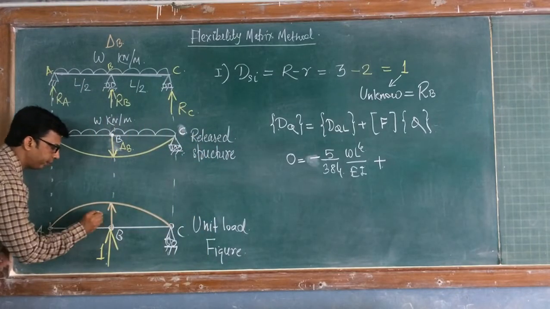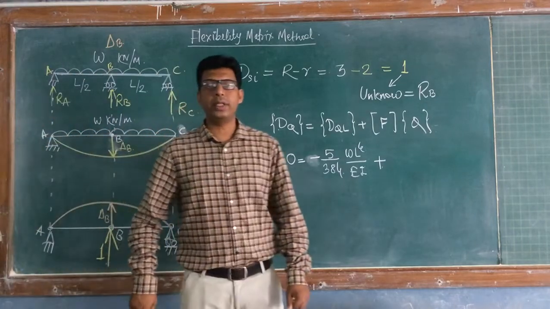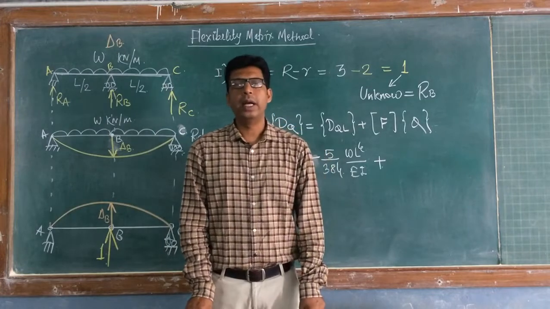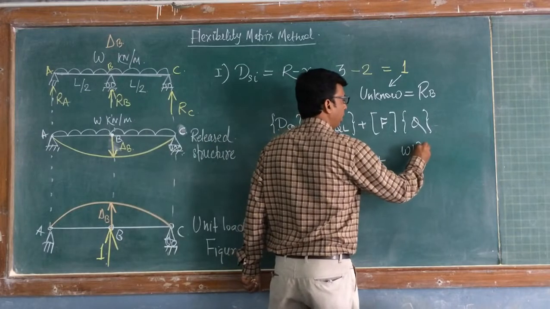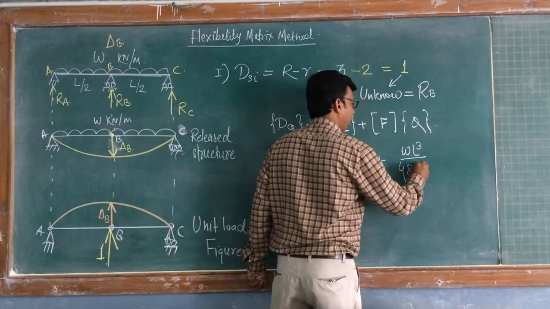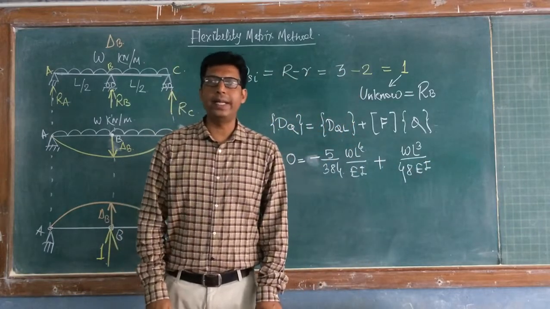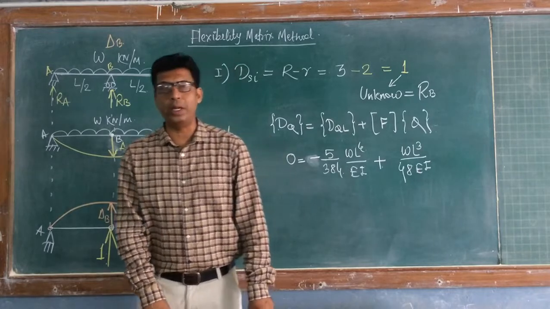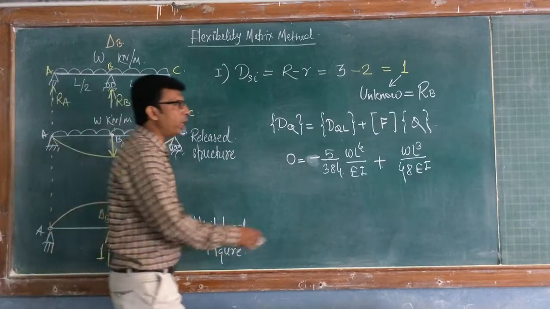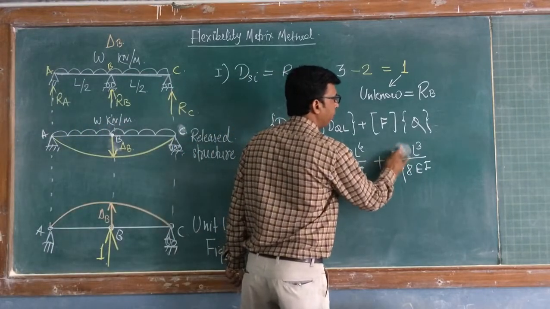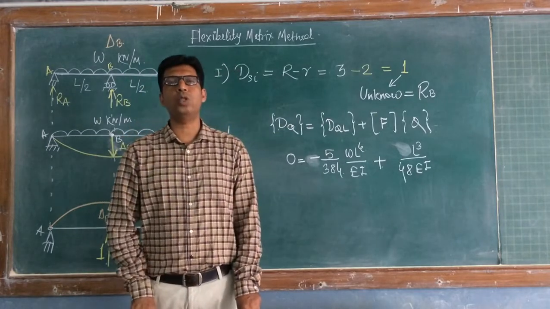What is the magnitude of this deflection? It is again a standard case. For a simply supported beam subjected to central point load, the deflection is equal to WL cube upon 48 EI, where W is the magnitude of that point load. Now the magnitude of this point load is 1, so it will be 1 only: L cube upon 48 EI.